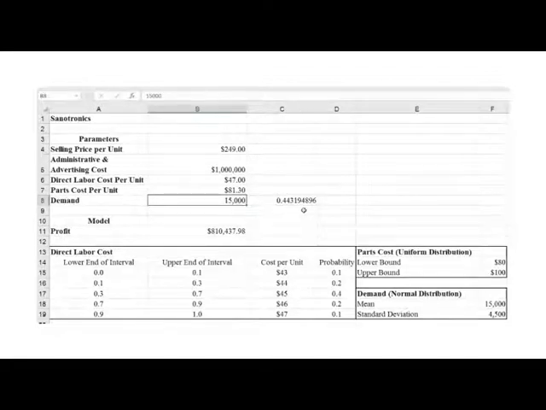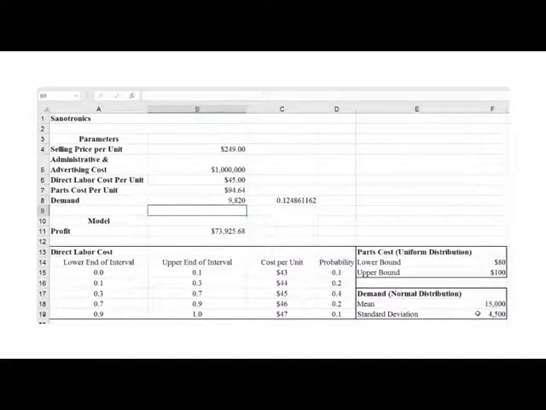Then we're going to replace the fixed value of 15,000 in cell B8 with an Excel formula, norm.inv. The first argument of the norm.inv function is a probability. The probability that we will use is generated by the rand function in cell C8. The next two arguments of the norm.inv function are the mean and the standard deviation of the normal distribution we are considering.